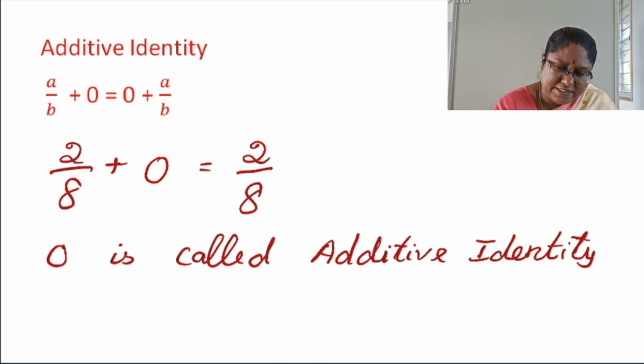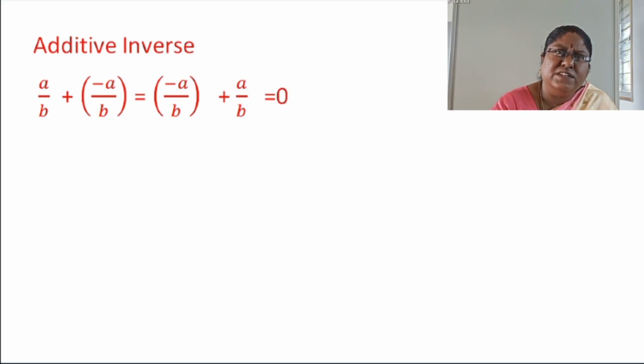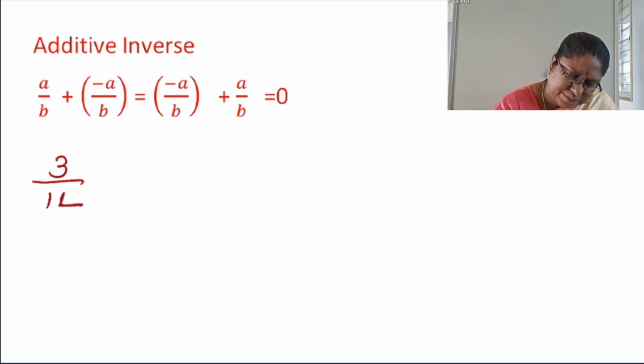Like this, say another, additive inverse. That means reverse of it. One number I am taking. Suppose you can have 3 by 14. I want to get 0.